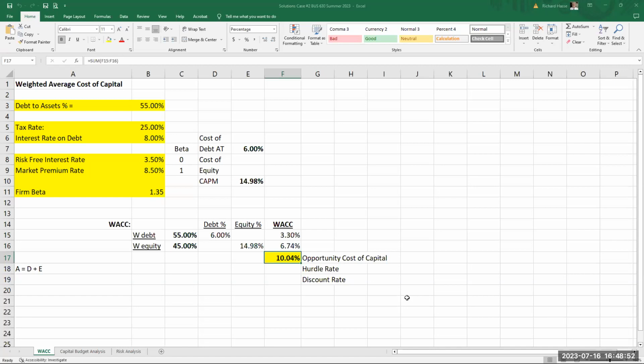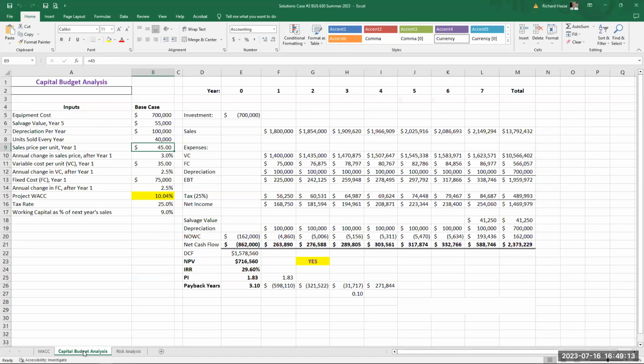10 points are taken off for incorrect work in this part of the analysis. An after-tax cost of debt of 6%, a cost of equity via the capital asset pricing model of 14.98%. Weighting them by 55 and 45, we get 10.04%.